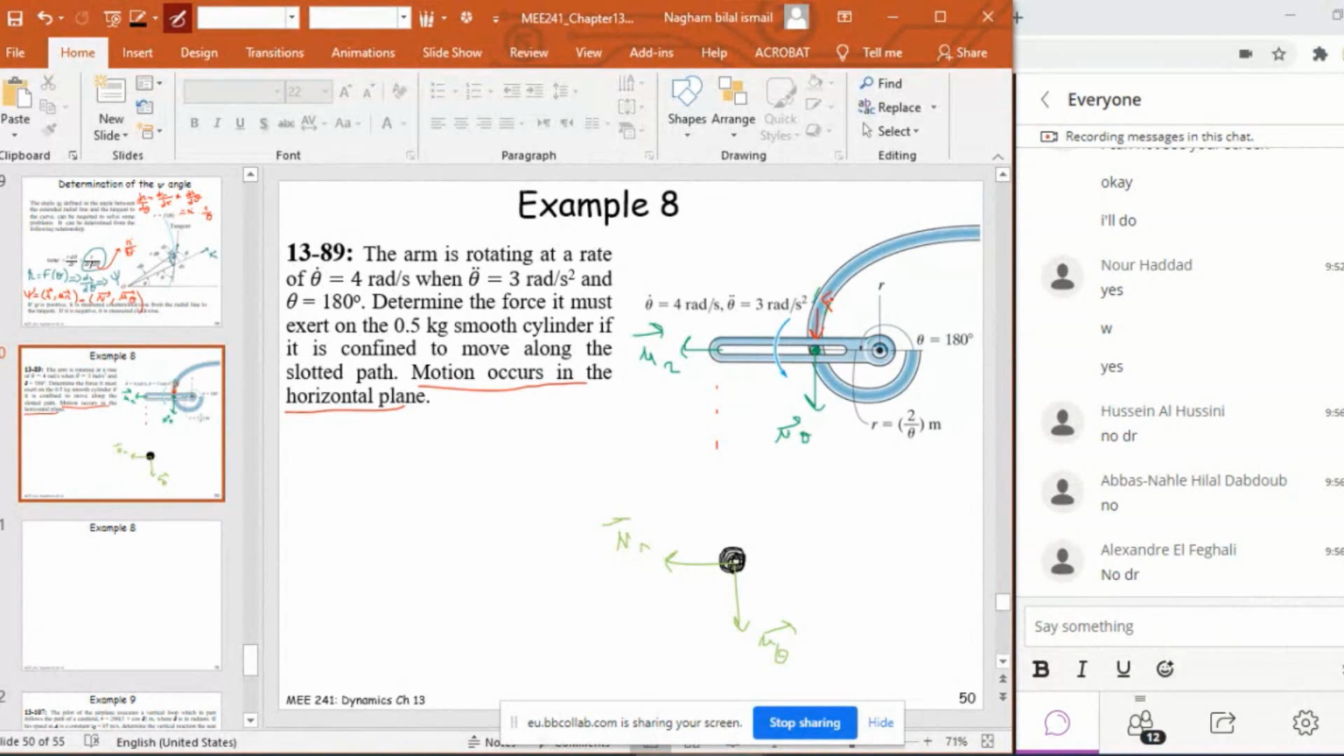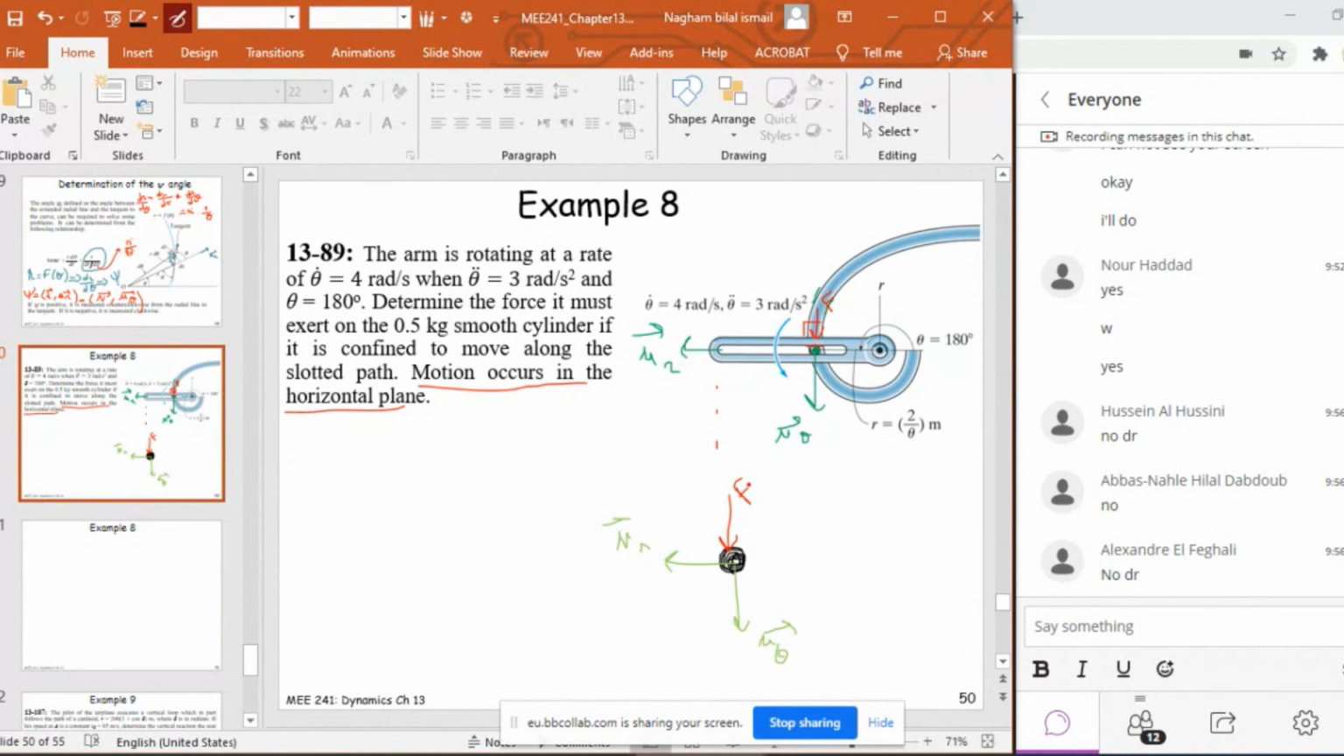Why? Because this force F should be perpendicular to the line of action. It will be perpendicular to this arm, because the arm is perpendicular to the common line between the arm and the cylinder. So it will be perpendicular to this line here, which is F. So this will be F. It will be perpendicular to the common line between the arm and the cylinder.